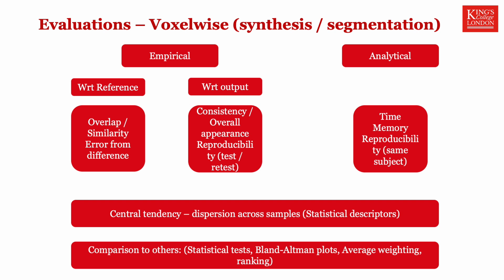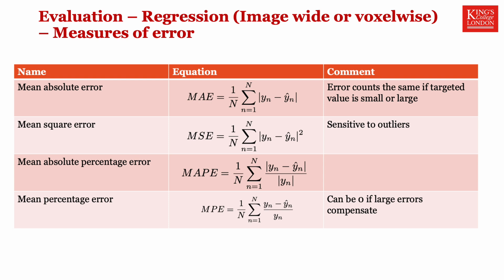So now that we have seen broadly the type of evaluation that you may want to get, we'll dive a bit more into the different specific evaluation methods that we have when we have ground truth or reference images. And we'll begin with regression. Can be either image-wide or voxel-wide.